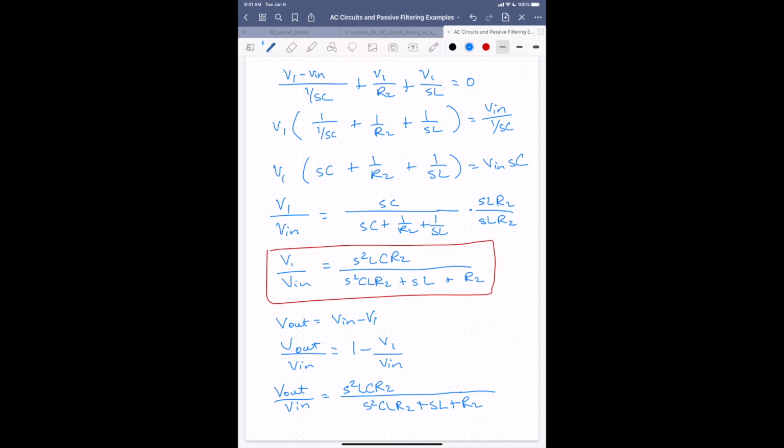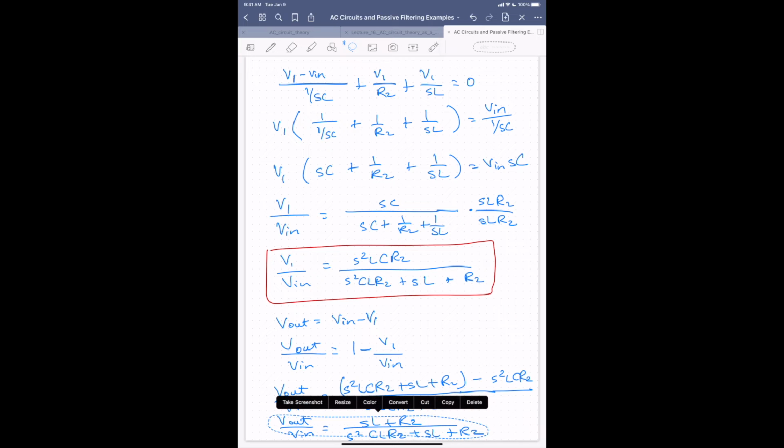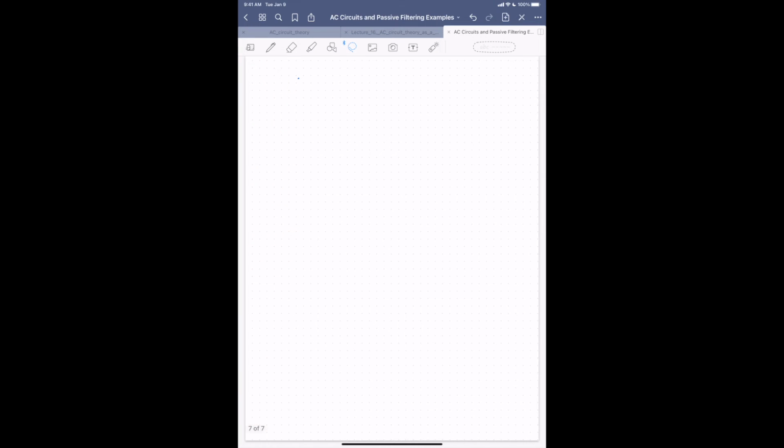And then let's go ahead and do the 1 will be S squared LCR2 plus SL plus R2, right? That over the denominator is 1. And then V1 would be S squared LCR2 over the same denominator. So that gives us V out over Vn will be equal to SL plus R2 over the denominator S squared CLR2 plus SL plus R2. And there's our expression for V out over Vn. So we have kind of a lot of messiness going on, but that's okay.